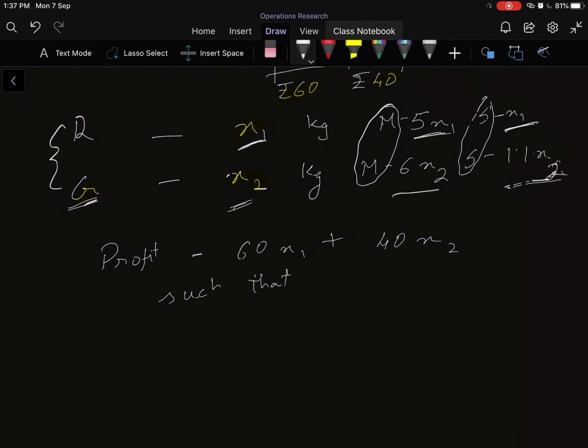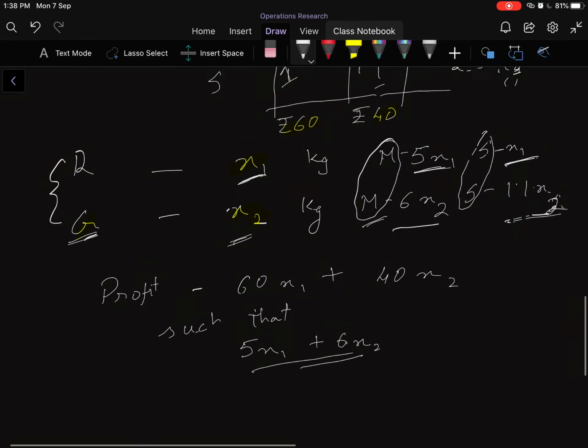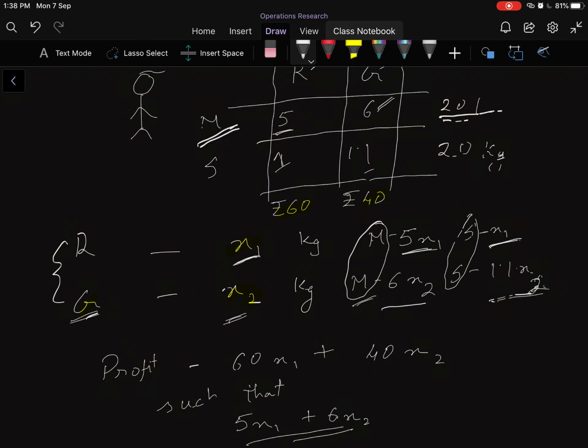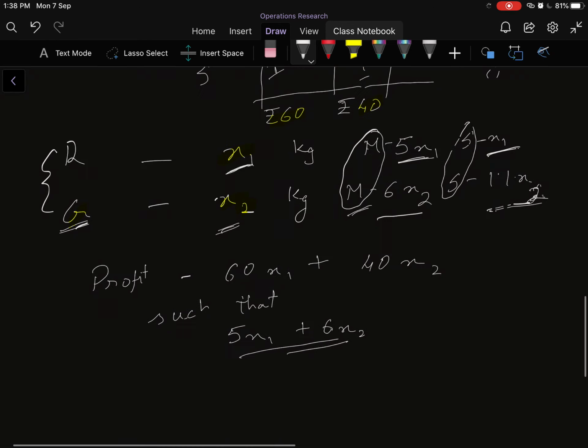The total consumption of milk for producing both rasgulla and gulab jamun would be 5x1 plus 6x2, as is mentioned here, and this total consumption cannot exceed the total amount of milk that is available with the person. The total amount of milk that is available is 20 liters. So the total consumption can be either less than 20 liters or at max equal to 20 liters, but it can never be more than 20 liters.